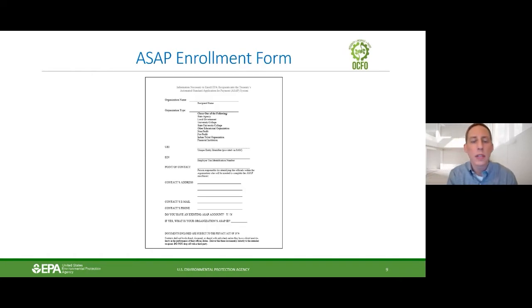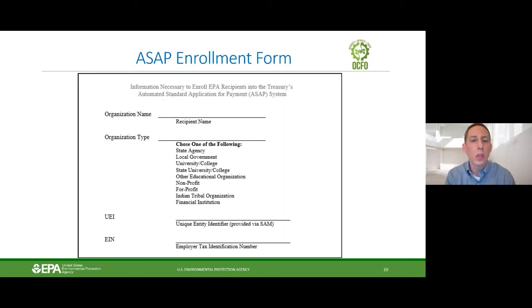This right here is kind of a larger view of the ASAP enrollment form. On the form, you can see that the recipient is in charge of filling out the organization's name, what type of organization, their UEI code, their EIN code. Both of that information the recipient can get through sam.gov, and also the point of contact. They also have to include the contact's address, contact's email, contact's phone number, and it helps if you let us know if you have an existing ASAP account and what your organization's existing ASAP ID is.